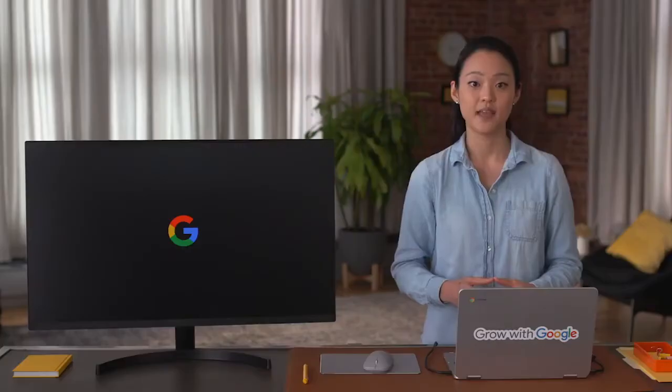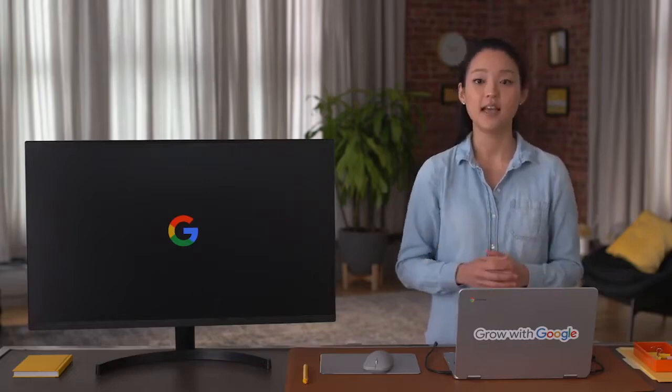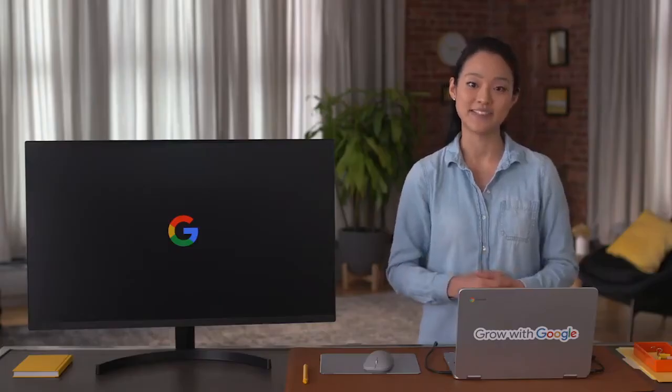In this video, we'll check out strings again and learn how to use the cast function to correctly format data. When you import data that doesn't already exist in your SQL tables, the data types from the new dataset might not have been imported correctly. This is where the cast function comes in handy. Basically, cast can be used to convert anything from one data type to another. Let's check out an example.